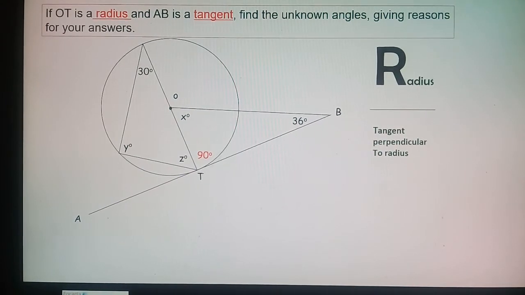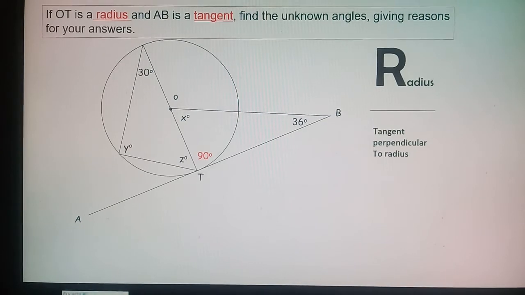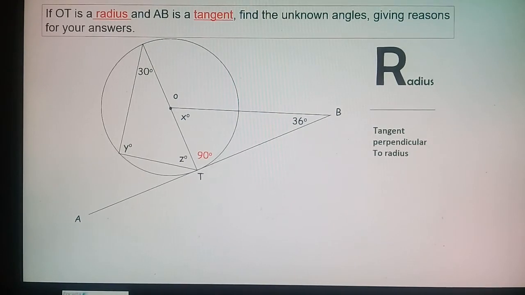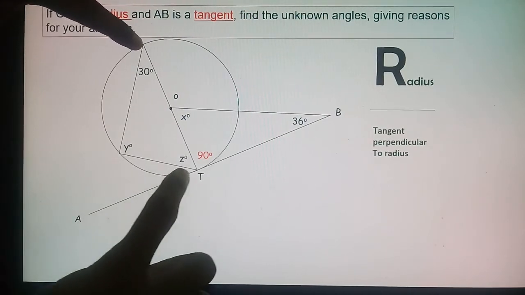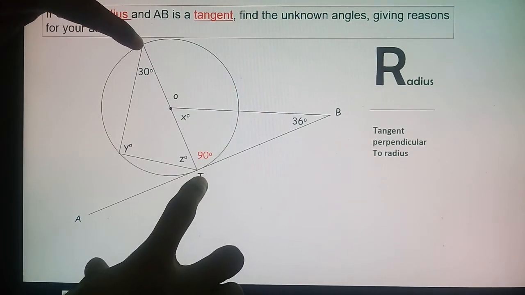Now in triangle OTB, we have our 90 degrees at T and our 36 degrees at B. How can we find x? You see there is a triangle there. We have two angles. The angles in a triangle add up to 180. It means if I want to find x, I can say 180 minus these two angles and get my x. How nice is mathematics? Let's enjoy the beauty of mathematics. Can you see from here up to here? We have a diameter there.